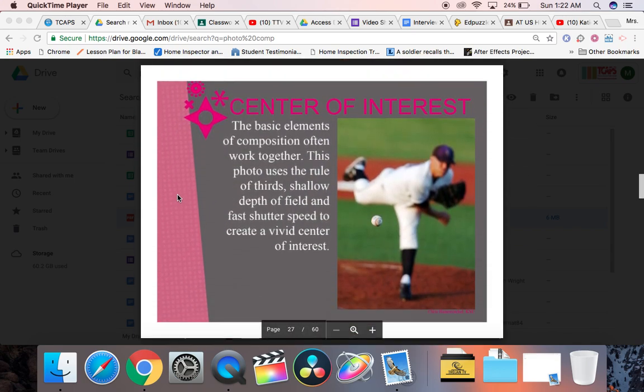Center of interest here becomes the baseball. I'm not sure I particularly care for that, but this again was an on-purpose photo where they wanted to make the baseball be the center of interest, and the player is blurred out on purpose using the settings on the camera to make that happen.